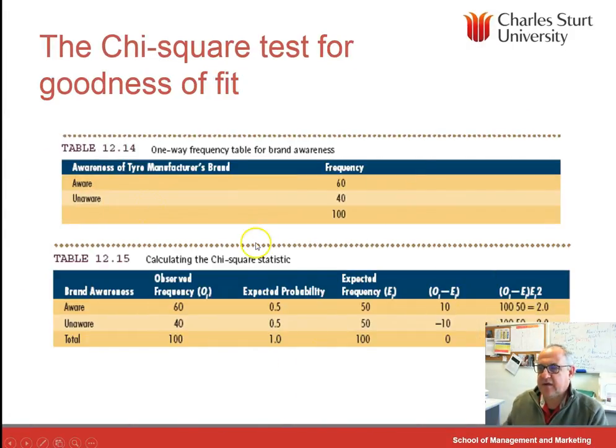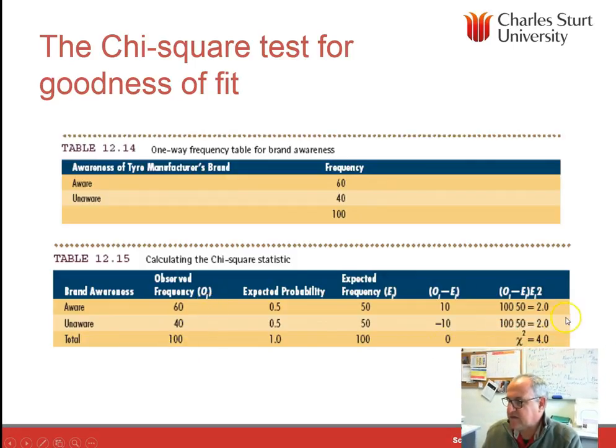What we have here is people being either aware or not of the manufacturer's brand, and a frequency count from a sample we took in a questionnaire of 100 people. 60 were aware and 40 were not aware. So we're just trying to say, is there a difference between these two? Is there a statistically significant difference? And so you can see how it works.